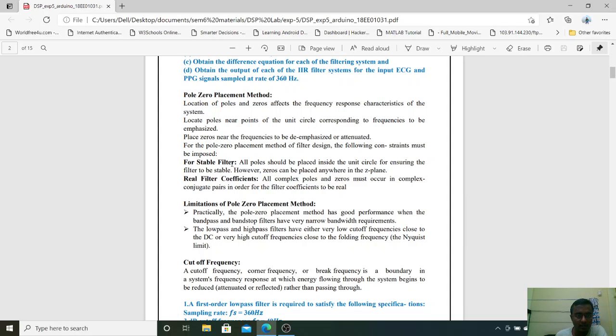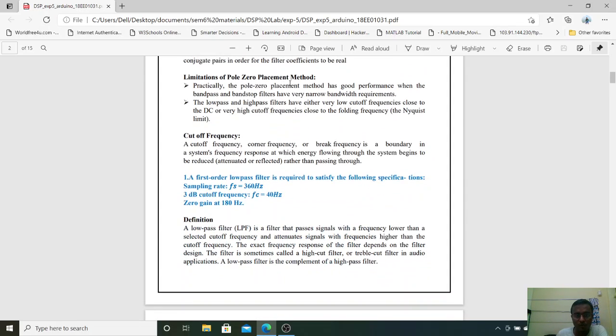For a stable filter, the ROC should include the unit circle. So for that reason, poles should be kept just inside the unit circle, corresponding to that frequency. And for getting real filter coefficients, we have to put poles or zeros always in complex conjugate pairs. It means there can't be only one complex pole or one complex zero. Whenever there is one, its conjugate will also be present, so that we will get real filter coefficients. In practice we will get only real coefficients.